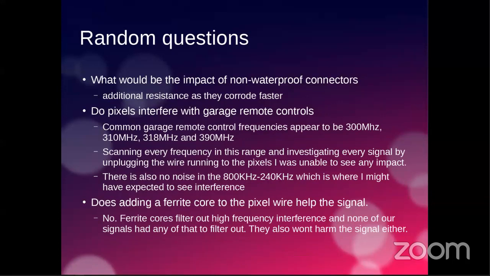Given that these things operate at very high frequencies, and this is a relatively low frequency, I was expecting to see frequencies in that 800 to 240 kilohertz range, but there was nothing there at all. Does adding a ferrite core to the pixel wire help? Because people commonly say, well, people add a ferrite core onto their signaling wires. The answer to that is no. Ferrite cores are great at filtering out high frequencies, but we're at fairly low frequencies. They generally won't harm the signal, but the odds are they won't make any difference and won't help things.